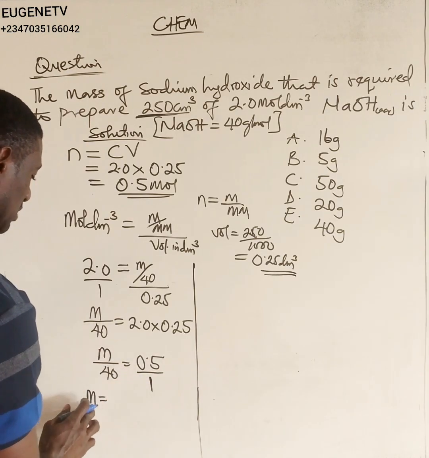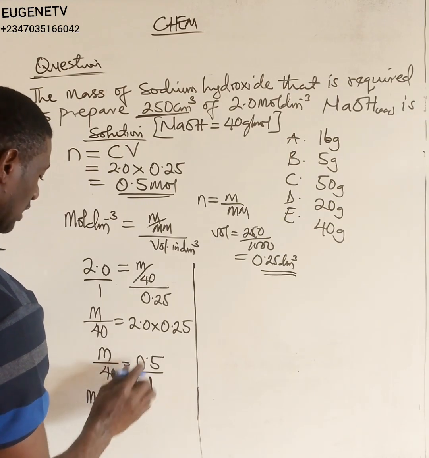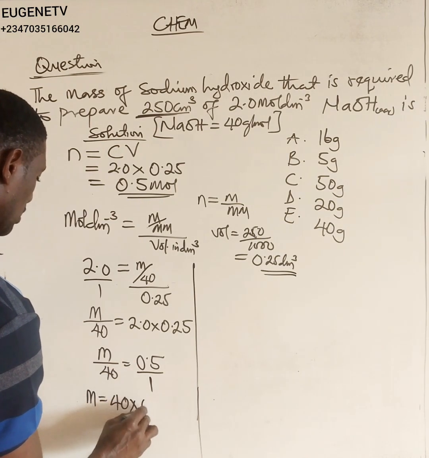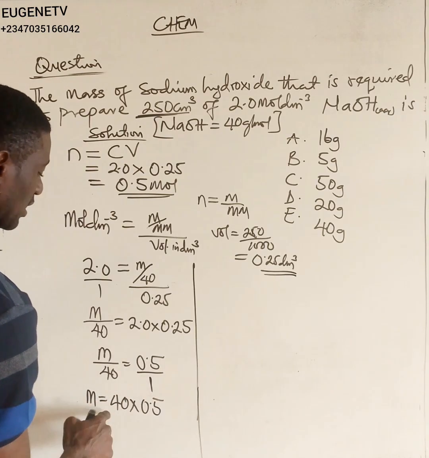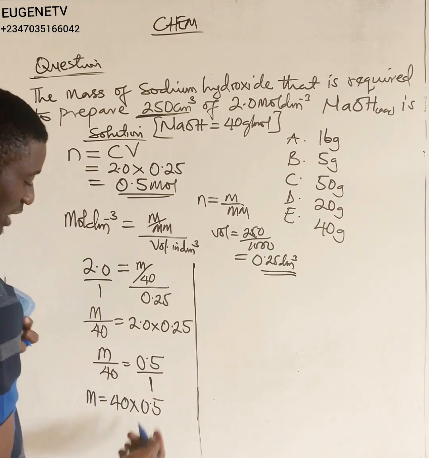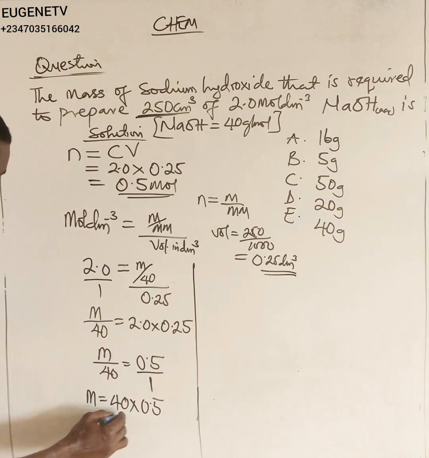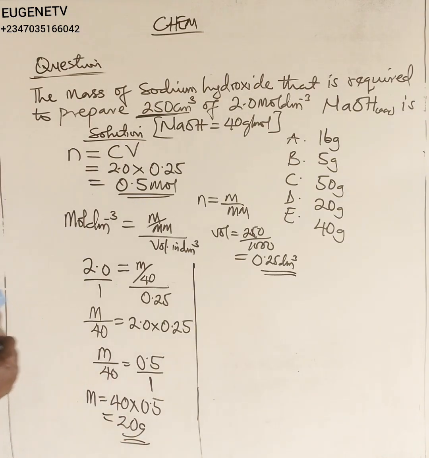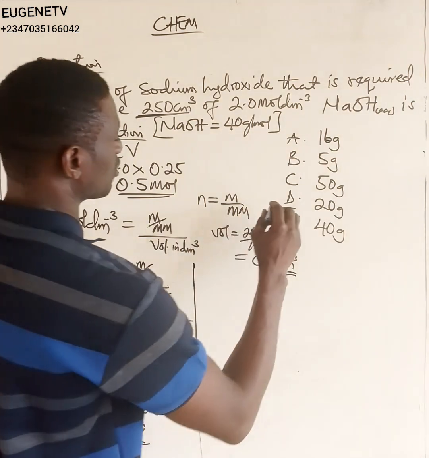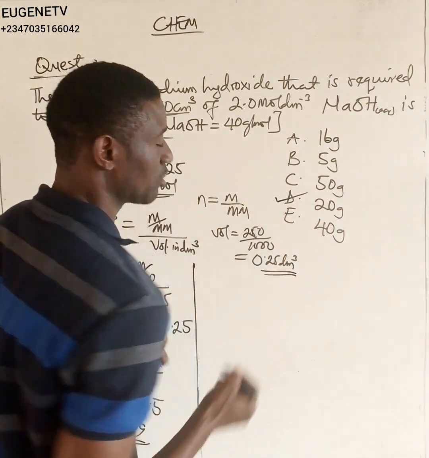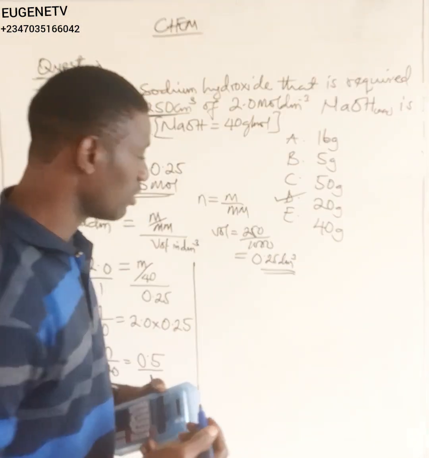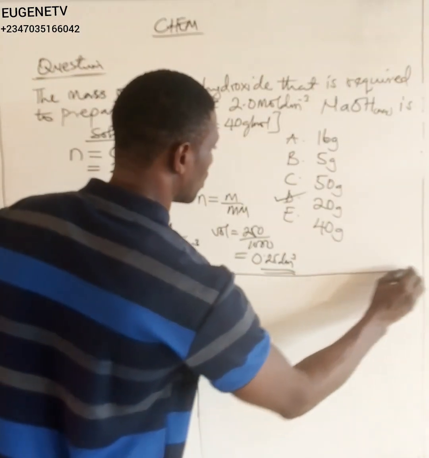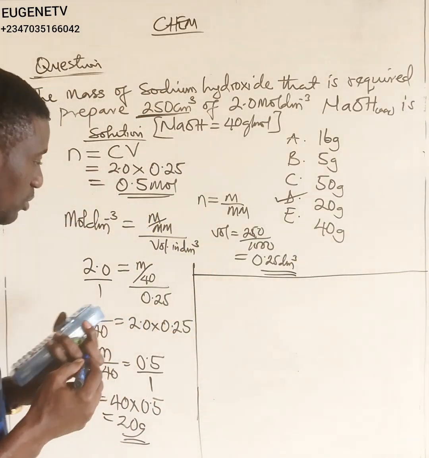Mass times 1 is the same thing as mass, which is equal to 40 times 0.5. This is the same thing as saying 40 times half, and of course half of 40 is going to give us 20 grams. Can you see that from our solving here, our correct option is option letter D. I want to show you another way we can solve this problem.